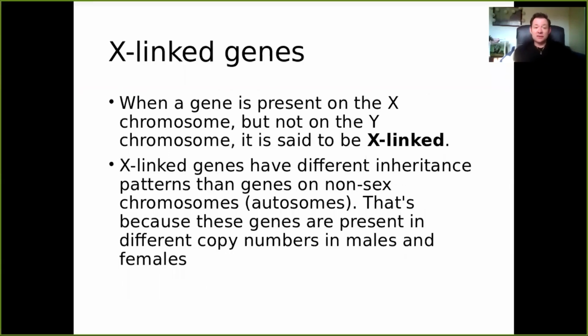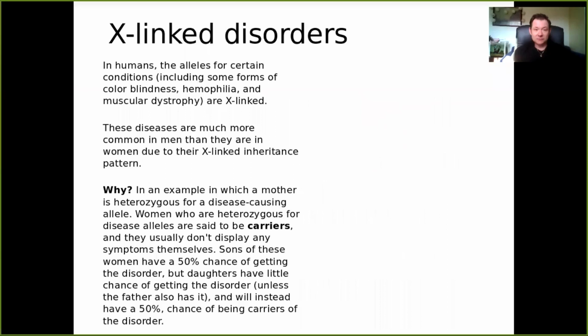When a gene is present on the X chromosome but not on the Y chromosome, it is said to be X-linked. X-linked genes have different inheritance patterns than genes on non-sex chromosomes, the autosomes. That's because these genes are present in different copy numbers in males and females.